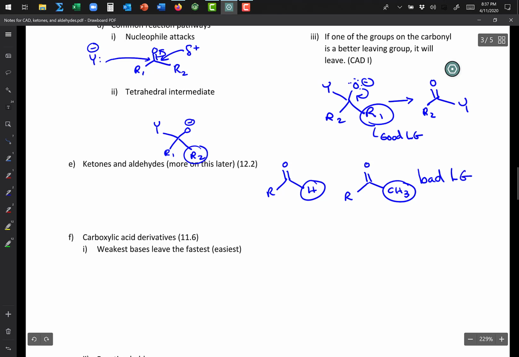The result is when the nucleophile attacks, it stays in its tetrahedral shape. That is, if the nucleophile attacks, then what I'll have is an H here, a Y, and my oxygen with its negative charge and another R group. Since I don't have a good leaving group, it's just going to stay like that.